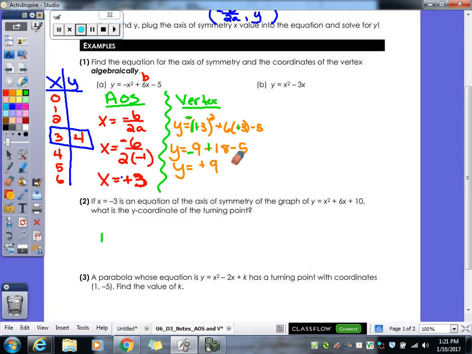9 minus 5. We might as well just have done it in our calculator. At least we would have been more accurate there. 9 minus 5 is 4. And that's what we got for our turning point, our vertex. You have to write it as a point. 3, 4. Okay? You cannot write x equals 3, y equals 4.